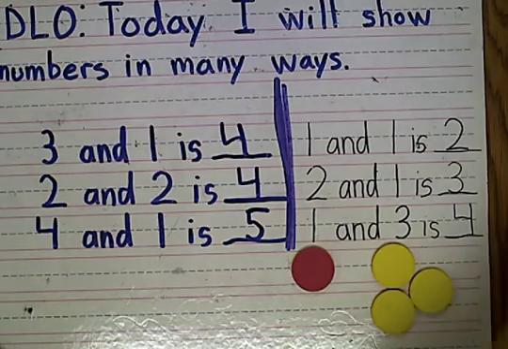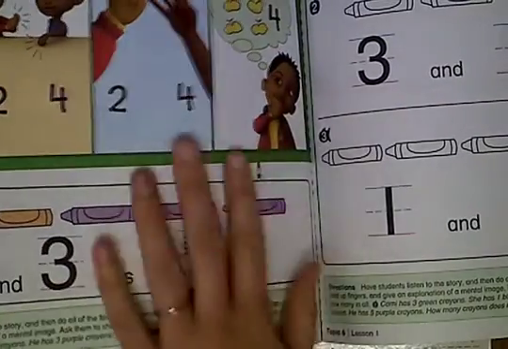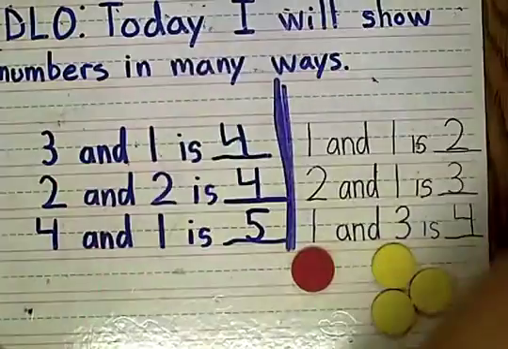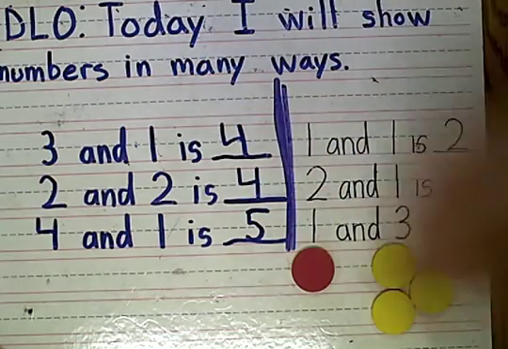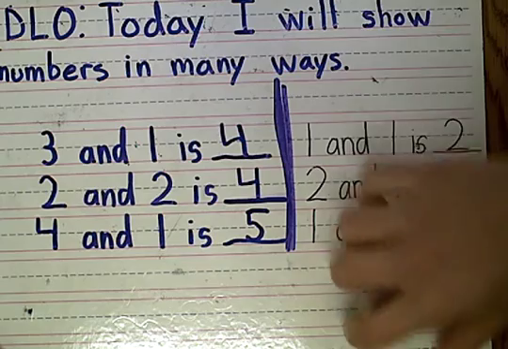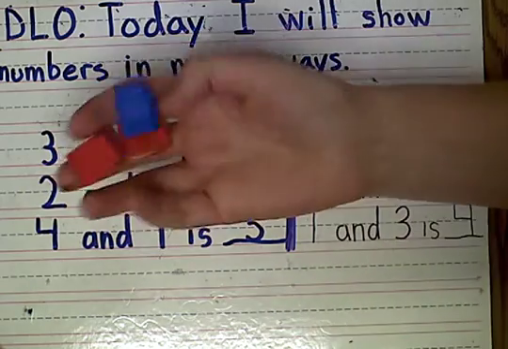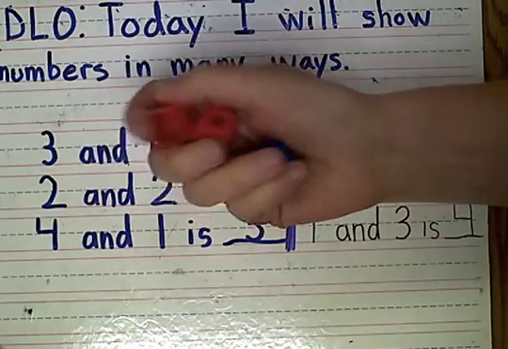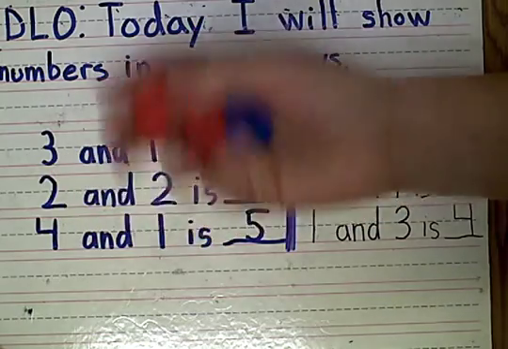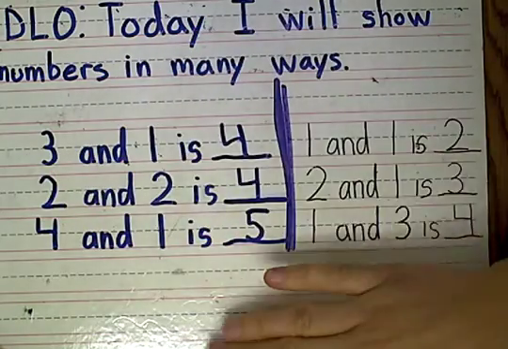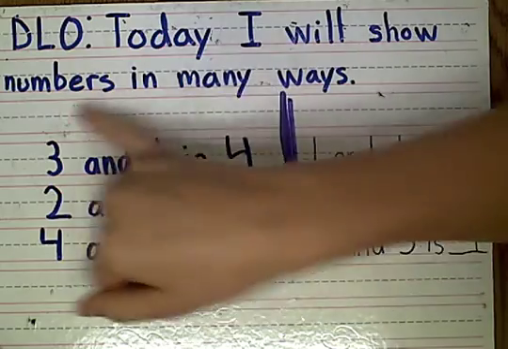But I repeat, do not do the work in the workbook because they go past 5 and we're working on numbers 5 and below. So have fun. Have fun with your chips and your counters. Try not to lose them because they're important manipulatives that we'll be using all quarter and all year actually. So now it's your turn to show numbers in many ways.